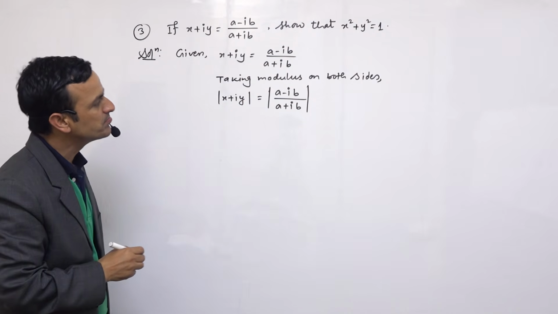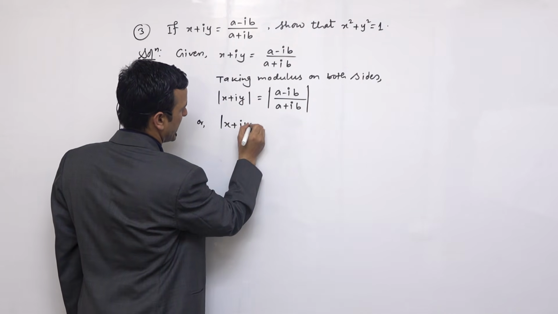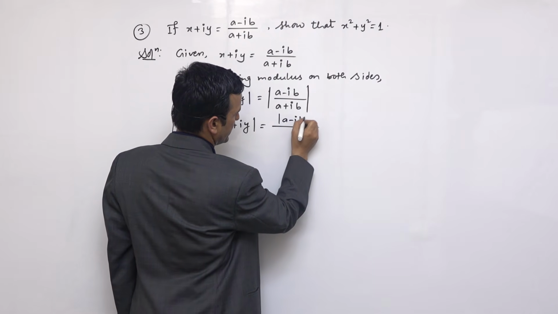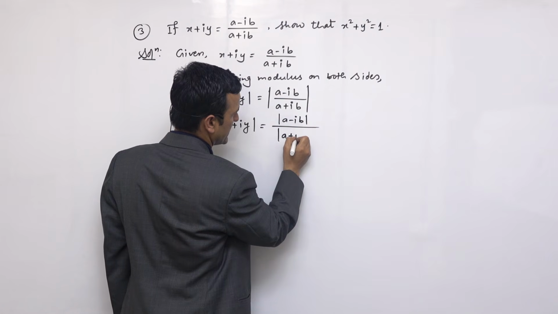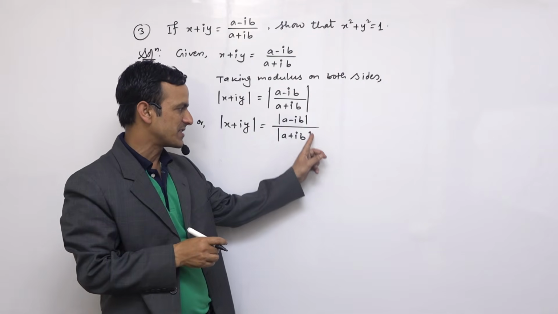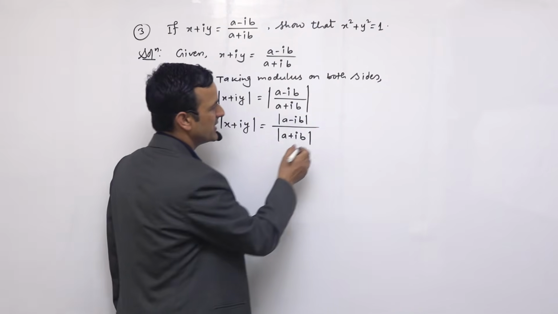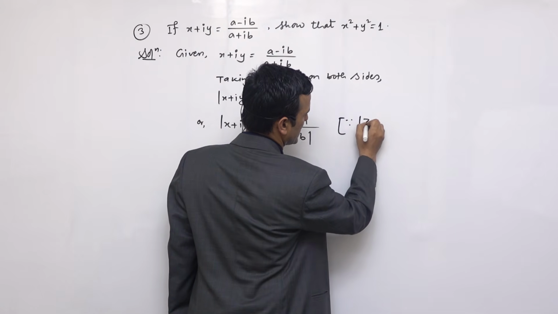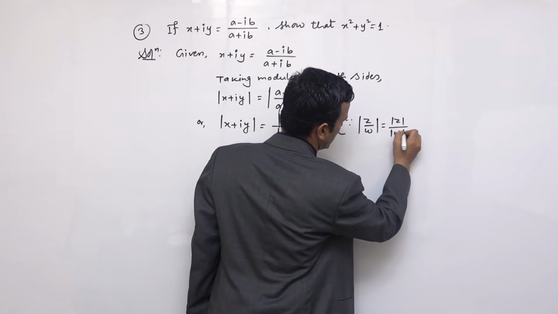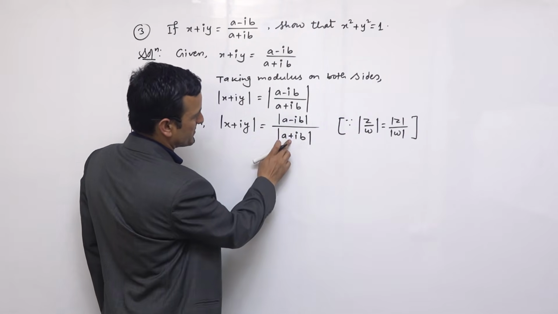After taking modulus we can see this term. Now we can do this: modulus of x plus iy is equal to modulus of a minus ib divided by modulus of a plus ib. We can separate this whole modulus into two separate moduli, numerator separately and denominator separately, because we have the property modulus of z by w is equal to modulus z divided by modulus w. This is the property. So this term becomes this one.